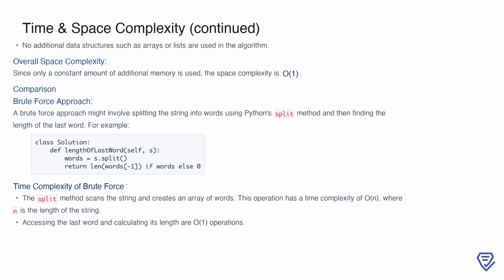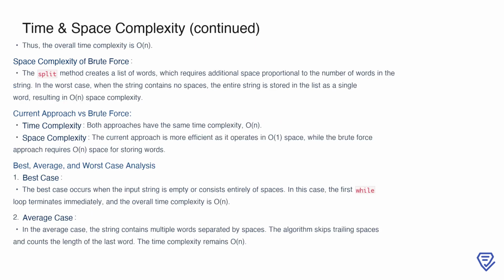In contrast, our current approach avoids this overhead entirely, achieving the same time complexity of O(n), while maintaining a more efficient space complexity of O(1). By comparing the two approaches, we see that both have an identical time complexity of O(n). However, the current approach is more space efficient, using only O(1) space, whereas the brute force method requires O(n) space to store the list of words.